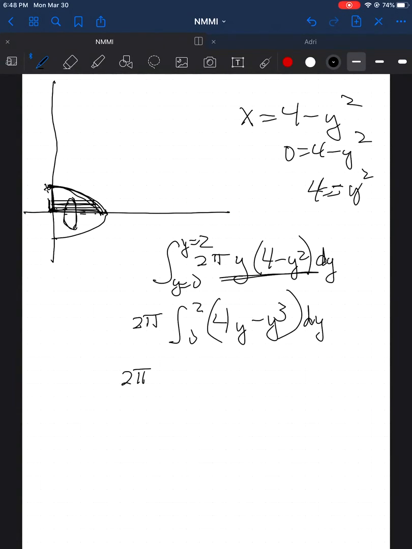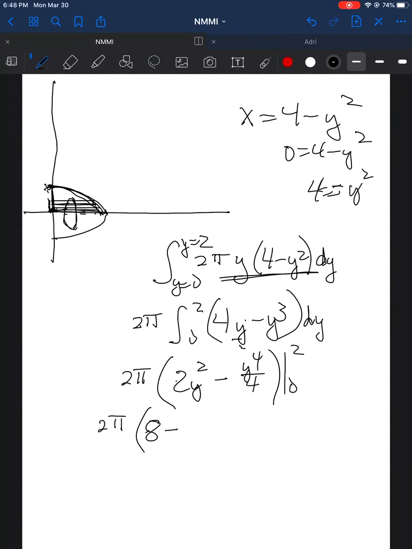And now 2 pi, the integral of 4y is 4y squared over 2, so that would be 2y squared, minus the integral of this is y to the 4th over 4. And that's evaluated from 0 to 2. So it'll be 2 pi times 2 squared is 4 times 2 is 8, minus 2 to the 4th is 16 over 4 is 4, and then minus plug in 0 for both of those will just be 0. So 8 minus 4 is 4, times 2 is 8 pi.